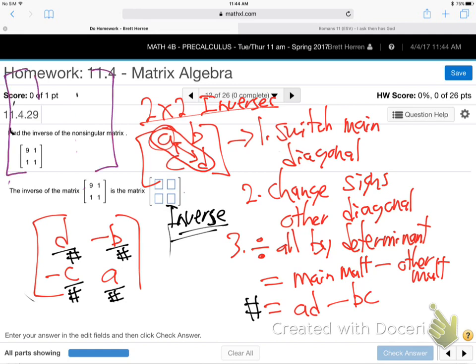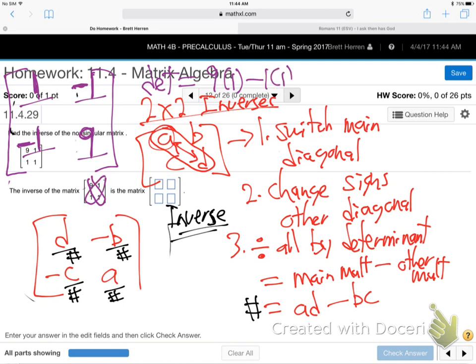So I switch the main diagonal, change the signs on the other diagonal, and then divide all four of them by a number, which I'm going to find here in a second. Everybody good so far? So 1 and 9 switch positions. I change the signs on the other diagonal, and then I'm going to divide all four by the determinant. What is the determinant? Main diagonal, like 9 times 1, minus other diagonal, 1 times 1. So 9 minus 1, 8.